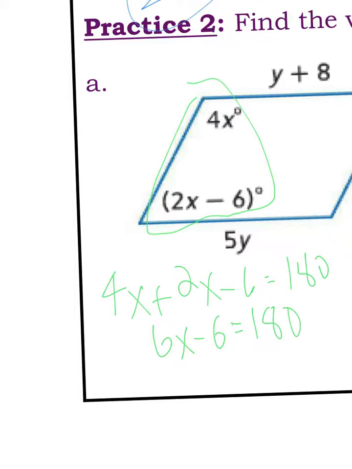And now I just need to add 6 to get rid of it to both sides. This is a plus 6 there. So 6x equals 186, which means now I need to divide by 6. And 186 divided by 6 is 31.